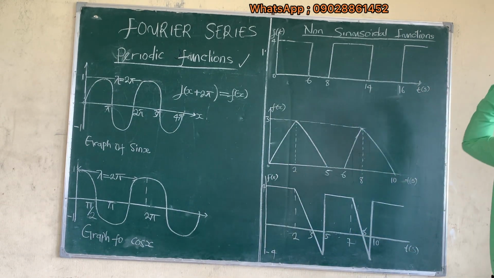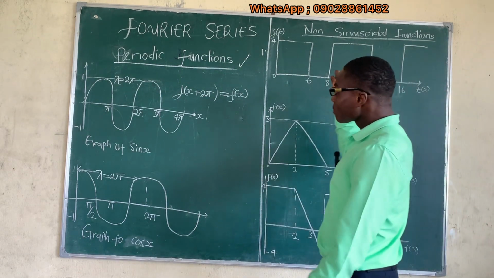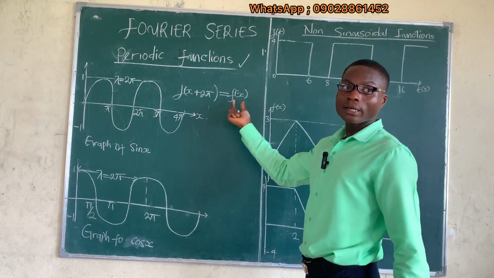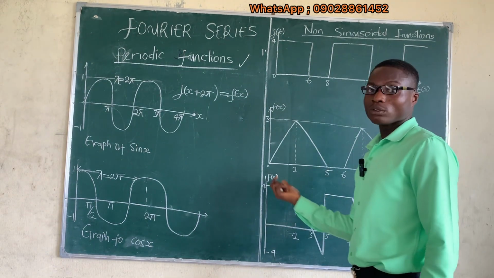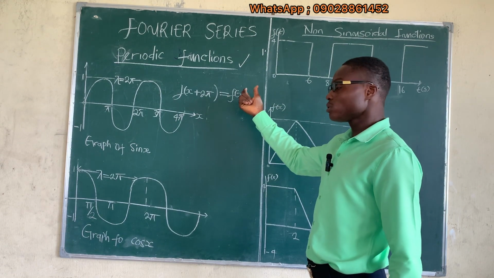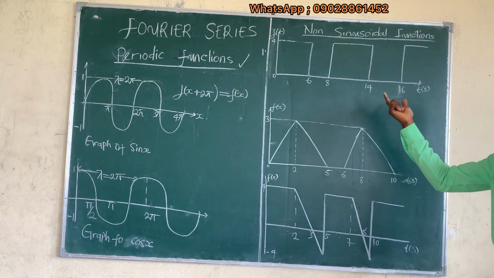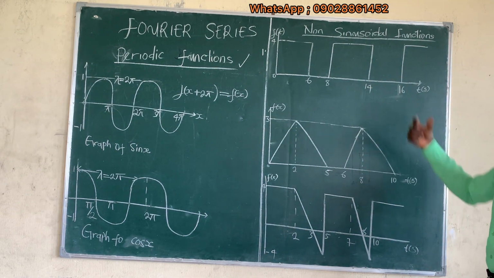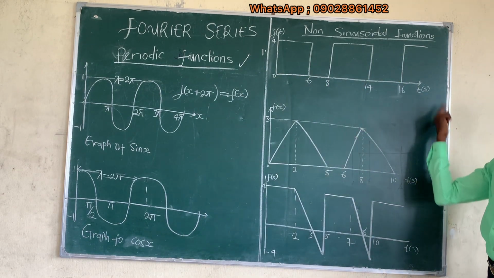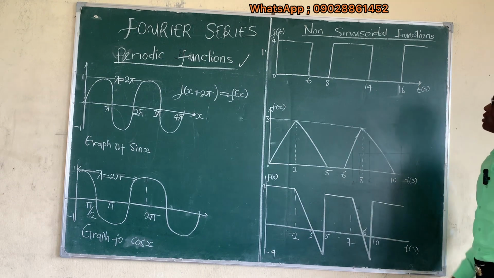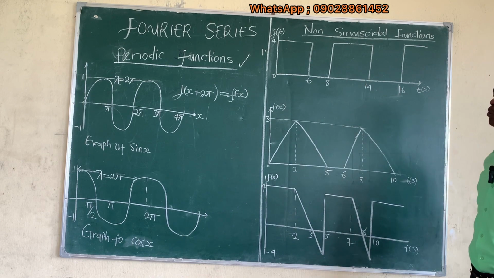Let's move on to the non-sinusoidal function. But first of all, take note that a function whose period is 2 pi is said to be sinusoidal. So in case you have any function and you observe that the period of the function is 2 pi, then you can conclude that the function is sinusoidal. But what if we have a non-sinusoidal function of this form? We have from 0 to 6, 6 to 8, 8 to 14, 14 to 16, and the period there is in seconds. So let's find the period of each of these functions we have here.